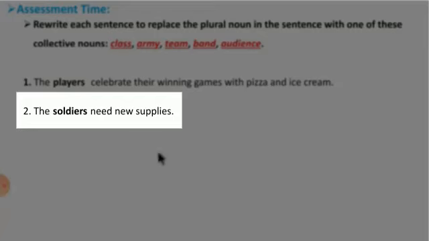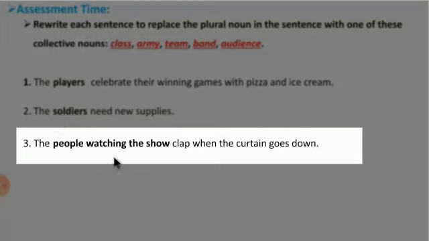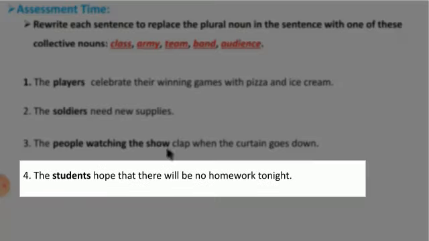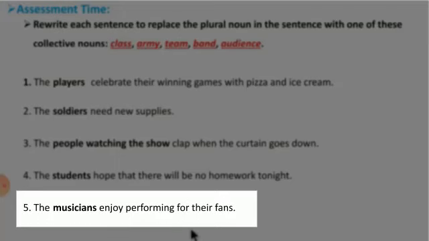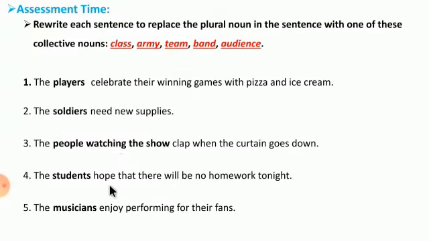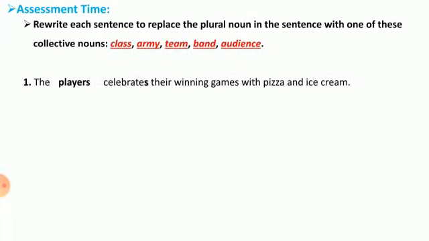Number 2, the soldiers need new supplies. Number 3, the people watching the show clap when the curtain goes down. Number 4, the students hope that there will be no homework tonight. Number 5, the musicians enjoy performing for their fans. So we have players, soldiers, people watching the show, students, and musicians. We have to replace these plural nouns with these collective nouns. Okay, let's get started with the first one.